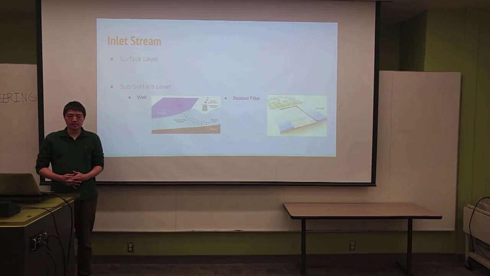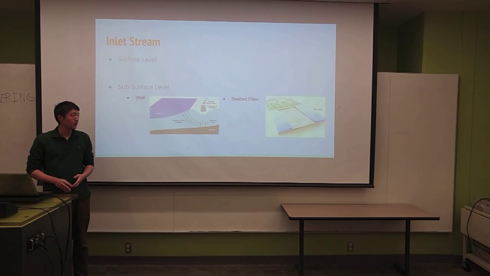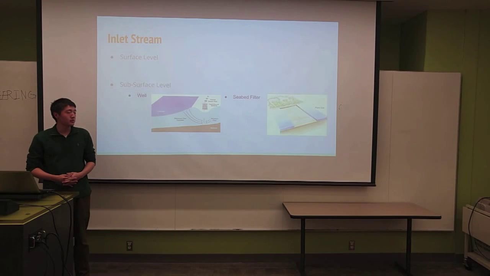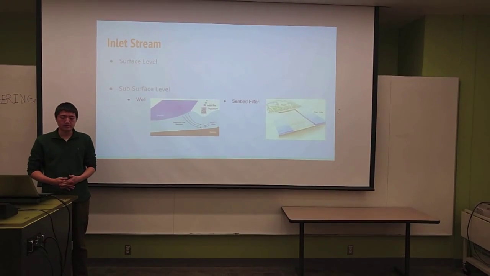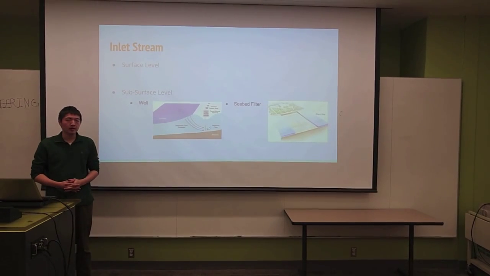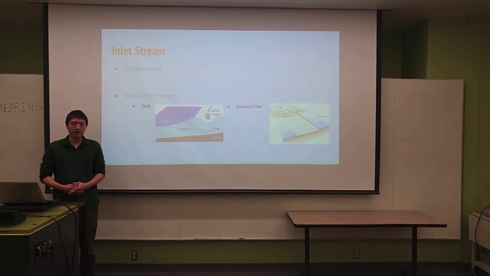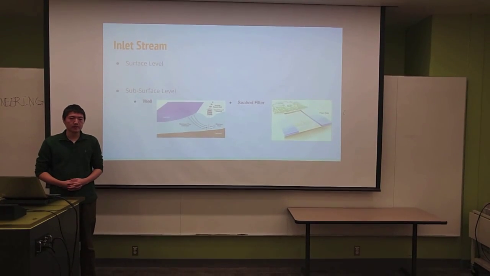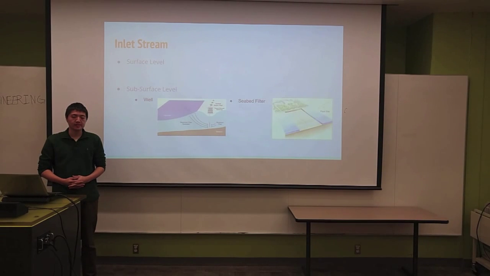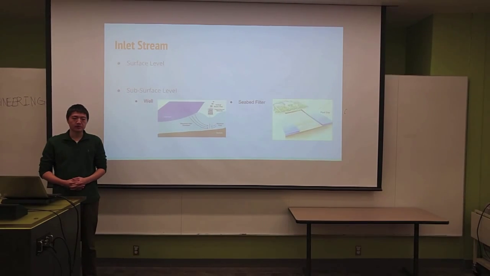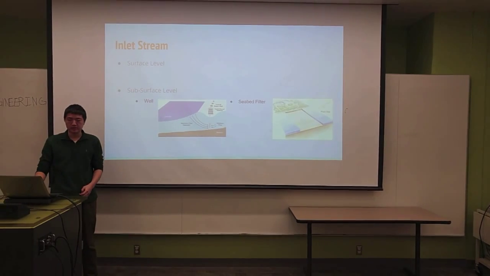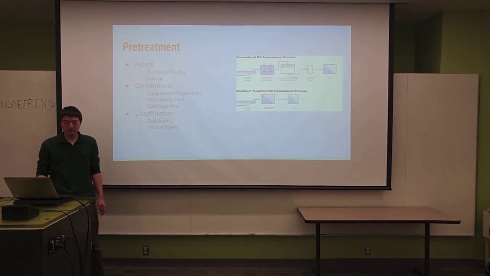So the inlet stream takes water from either the surface level of the body of water or under the surface level of the body of water using wells or seabed filters. The subsurface level intake streams are generally more favorable because the sediment underground can separate some of the organic material and the large waste products inside of the water to ease the treatment process before entering the reverse osmosis membrane.